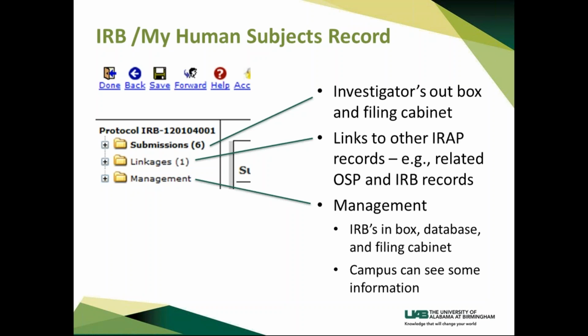So what I'd say is contact us, and we'll walk you through why we can give you access or why we might not be able to. Okay? So that's what's in the linkages. Now the management folder is where you're going to be able to see some information that the IRB or IACUC office, that's where they do their work. We grant people access to be able to see certain things there, but it's limited.